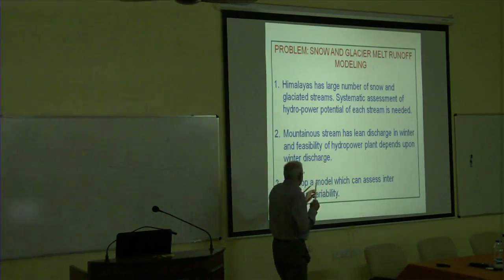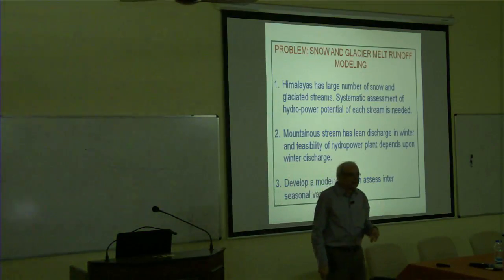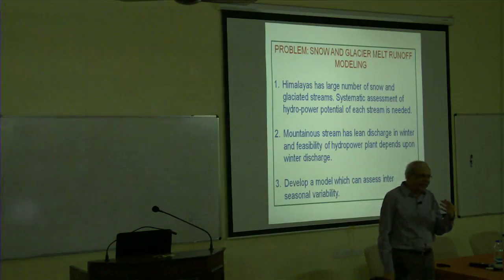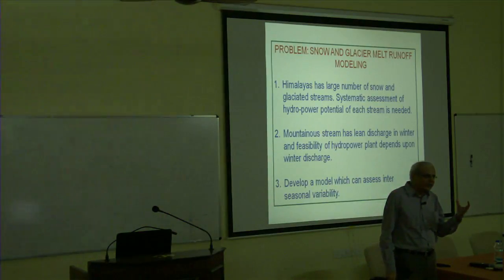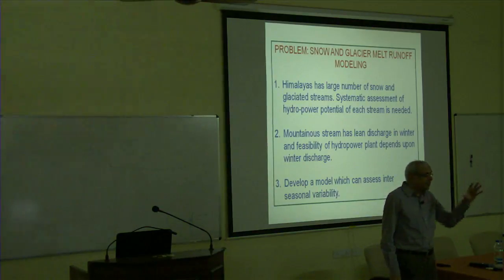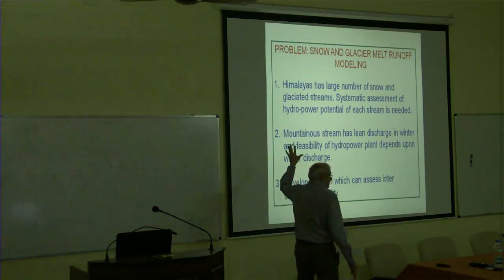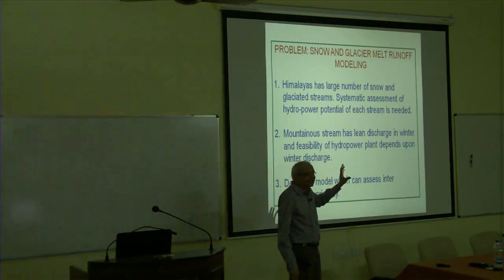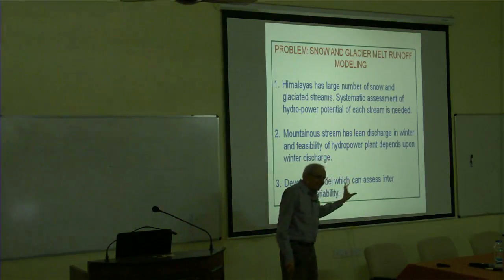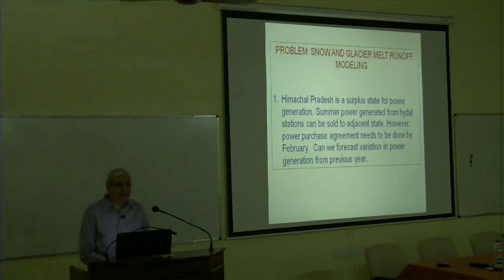Therefore, you need to develop a model which can assess interseasonal variability. At this stage of planning, you are not interested in knowing how stream runoff will change every day. That will come at the operational phase of the plan. At this stage of planning, it's only the state government sitting in office wanting to take certain policy decisions. So you understood? This is the problem which needs to be addressed.